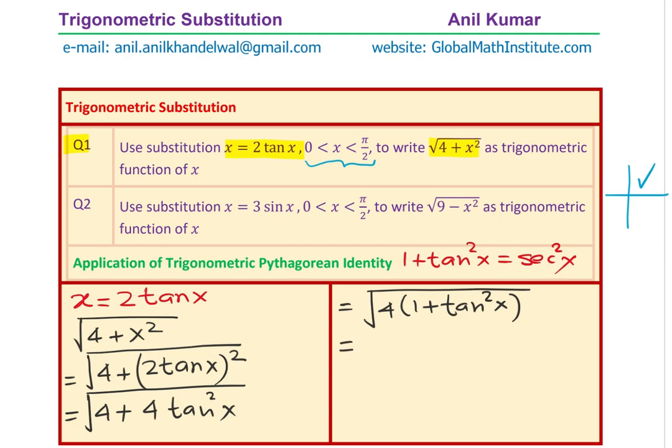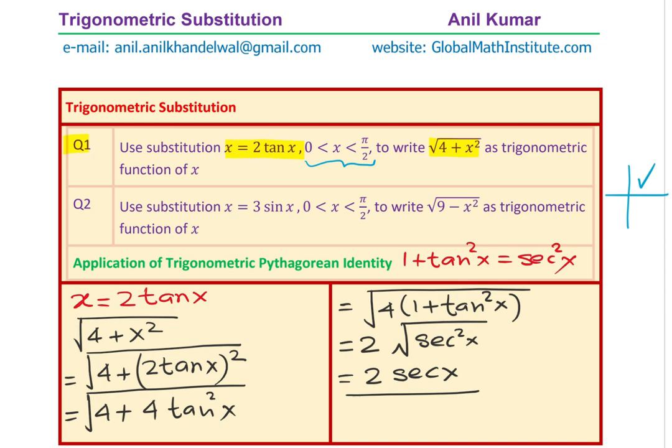So we can write this as, now 4, square root of 4 is 2. So I'll take it outside the bracket and I get secant square x within the bracket with square root. Square root of secant square x will be secant x. So that becomes the equivalent trigonometric function of x. Does it make sense to you? So that is how we can solve such a question.